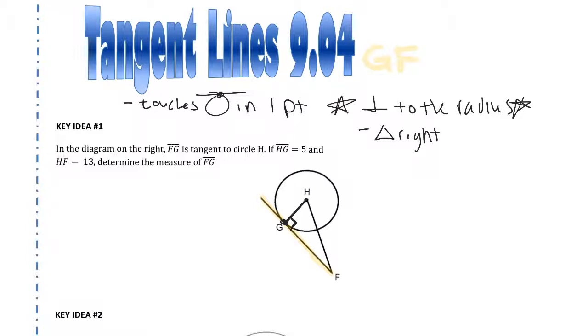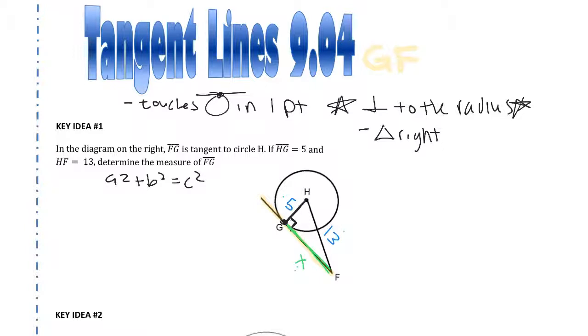So let's look at this first one. FG is tangent to the circle H, HG is 5, and HF is 13. Find FG, this piece. Well, I know that the tangent line makes a right angle, so I have a right triangle. So just like with right triangles, I could use Pythagorean theorem, SOHCAHTOA, trigonometry. I could use special right triangles like 30, 60, 90. But if I have two sides and I'm trying to find a third, I just want to use Pythagorean theorem.